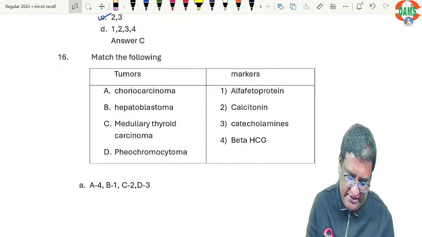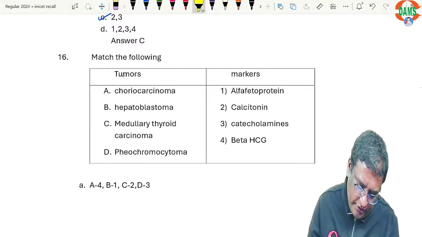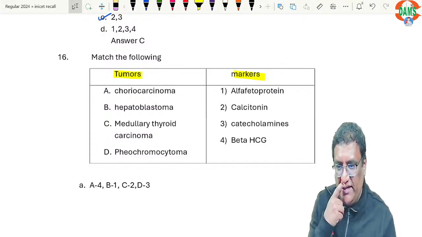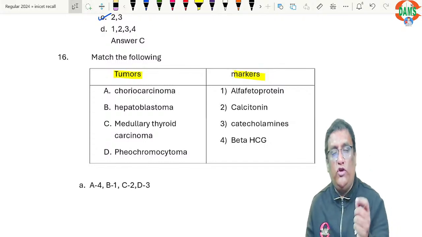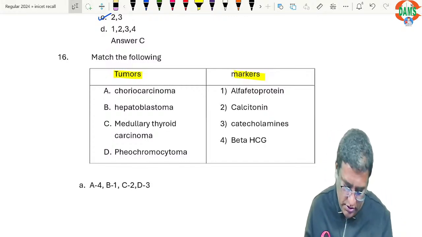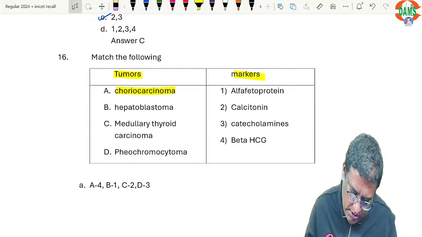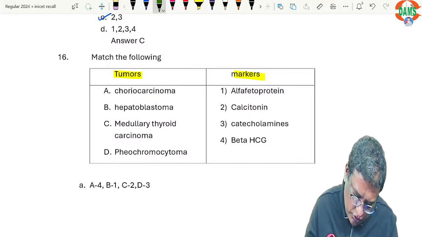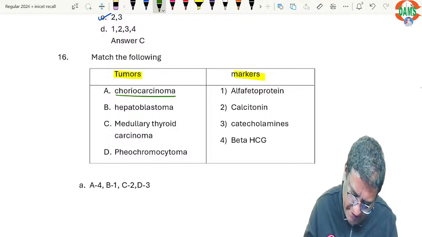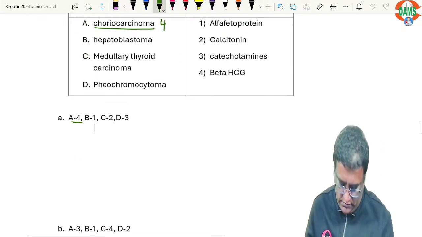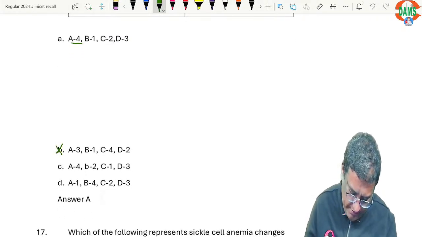What is question 16? Let me look at it. Match the following tumors and their markers. So for aneuploidy, first you do karyotype, subsequently confirmation by FISH. Okay. Choriocarcinoma, hepatoblastoma, medullary thyroid carcinoma, pheochromocytoma. I start with whichever I know. I know choriocarcinoma. Choriocarcinoma is beta HCG. So A is 4, and I am ruling out 2 options.